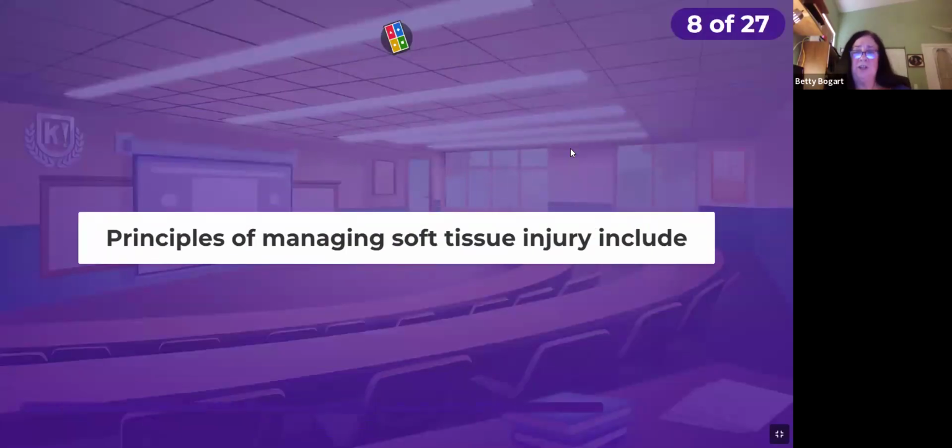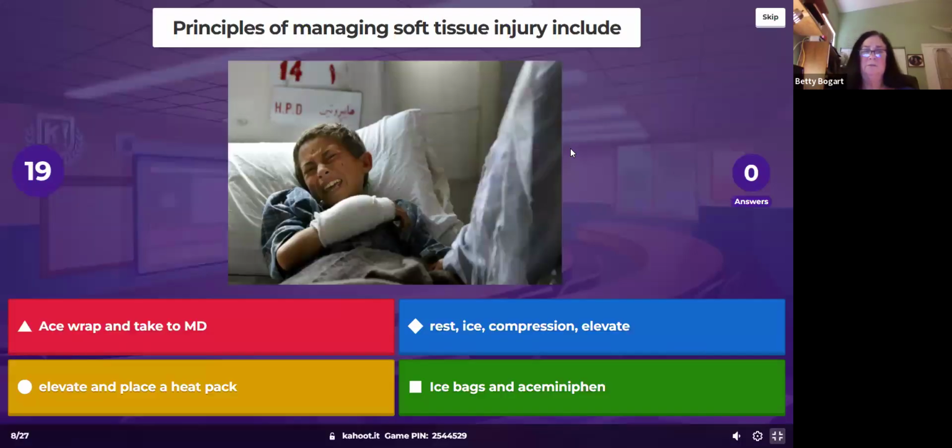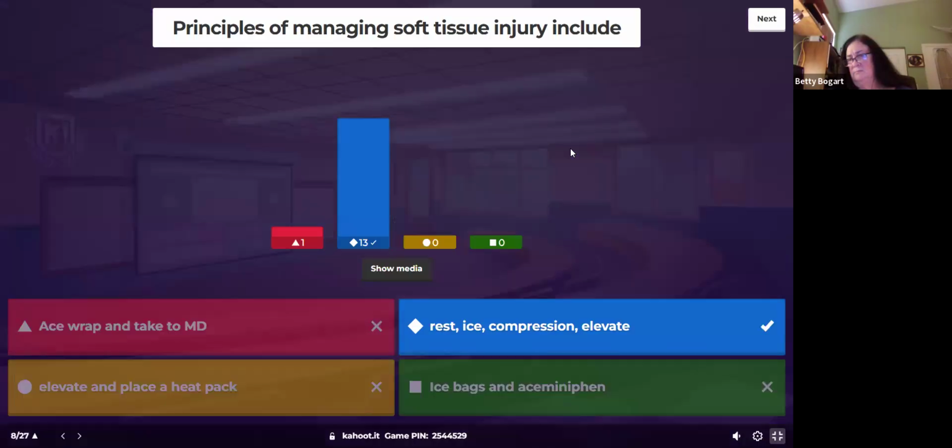Principles of managing soft tissue injury include sprain, strain. So again, soft tissue injury: rest, ice, compression, elevate. Absolutely. Sit them down. Let's put ice on it, constrict it, put an ACE on it, elevate it to decrease the swelling.